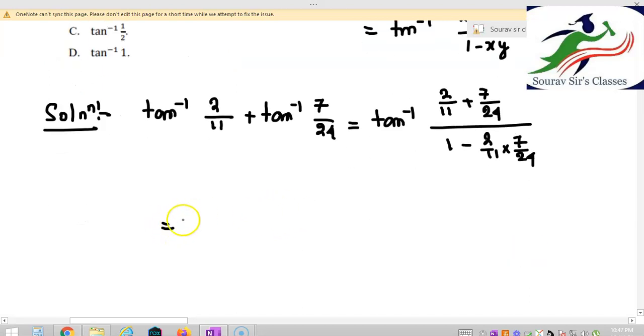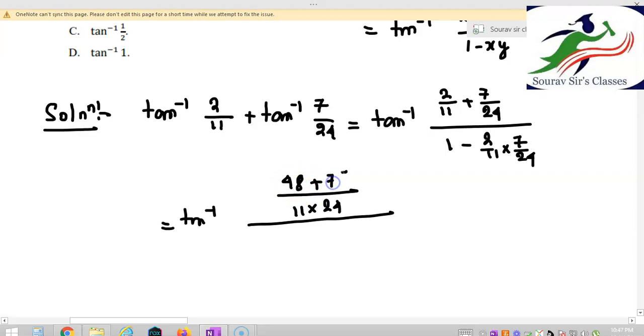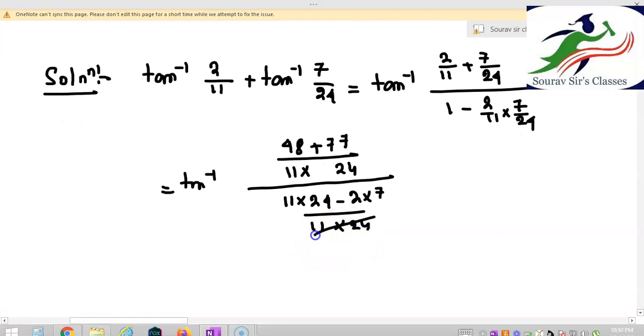So it will be tan inverse. The LCM of 11 and 24 is nothing but 11 into 24. We don't need to multiply this because in the denominator I will again get 11 into 24, so I can cancel this out. So 2 into 24 will be 48 plus 7 into 11 will be 77, by 11 into 24 minus 2 into 7, right? So I am cancelling the 11 into 24 out.